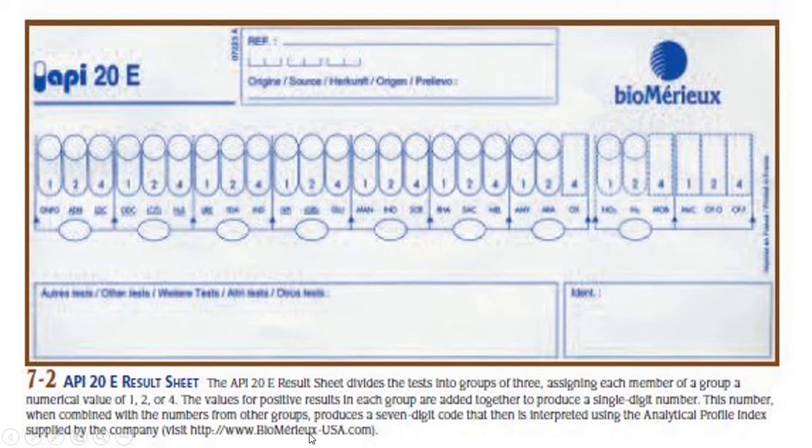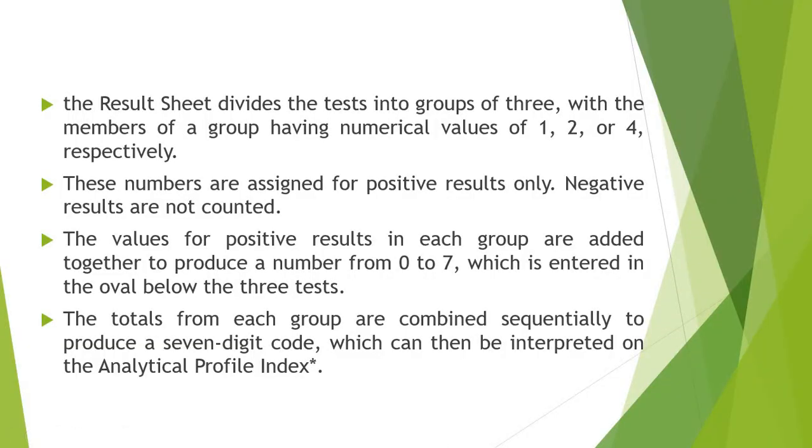Here is written the company name, which is present in the USA. The result sheet is divided into 3 test groups, with the members of each group having numerical values 1, 2 or 4 respectively. These numbers are designated for positive results only; negative results are not counted. The values for positive results in each group are added together to produce a number from 0 to 7, which is entered in the oval below.